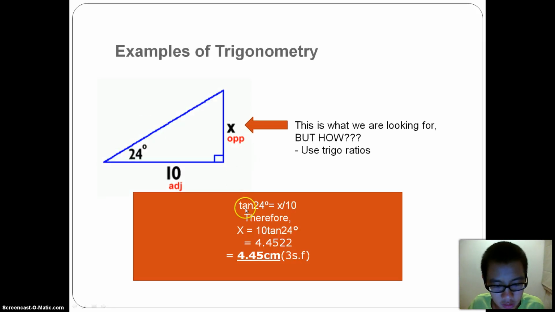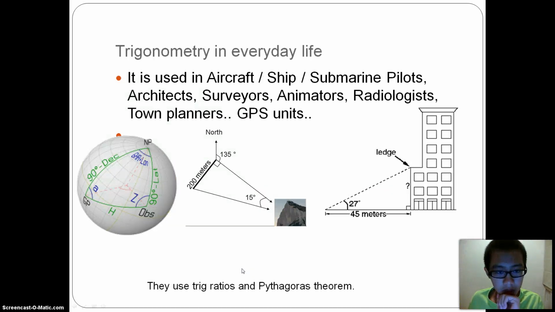So here we have tangent 24 degrees is equal to x divided by 10, because this is opposite and this is the adjacent. So we're going to do a bit of algebra and move things around. So x is equal to 10 times tangent 24 degrees. If you type it in your calculator, you should be able to get 4.4522, that is truncation, and I'm going to round it to 3 sig fig, so 4.45 centimeters. Simple.